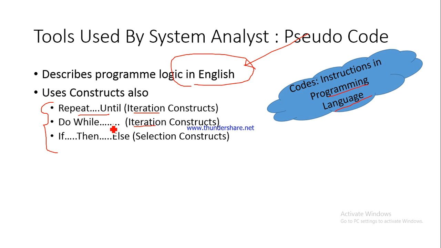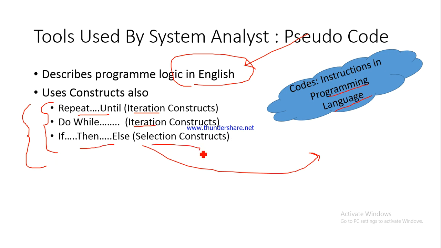Again, do while is another iteration construct. See, again, don't get confused. These are not being used to actually instruct the computer. Based on this, the designer and the developer will write the program in technical language. So they will convert this kind of a pseudocode, which is written in English language, to the technical language which the computer can understand. Computer cannot understand this language. I'm just giving you an example to make you understand. So do while again is an iteration construct.